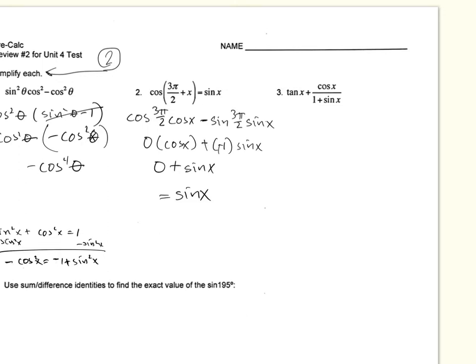Now this is a big deal. Number 3, it's just two things being added together. You're going to need a common denominator. Seems to be like a big issue. Common denominator. Get one. So we're going to switch the tangent to sine over cosine. Why? Because we can. And we should, because what else are you going to do with it?